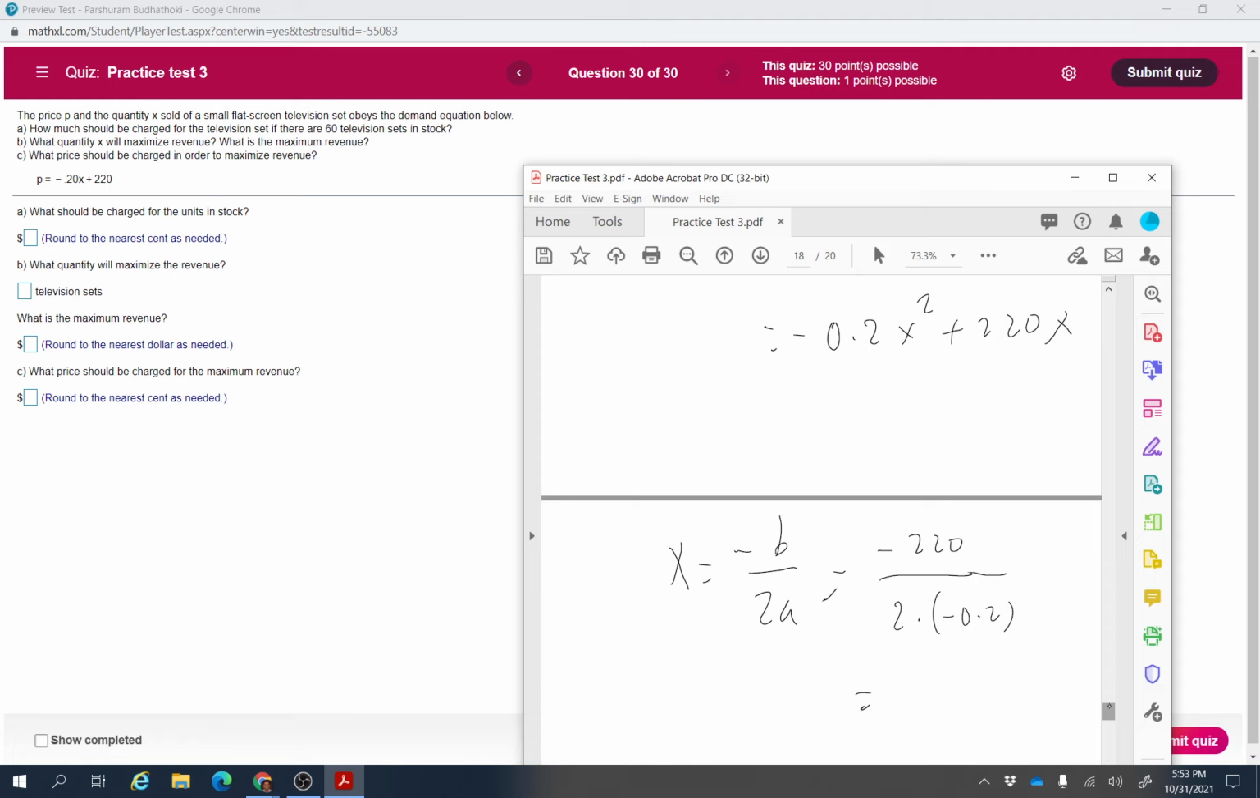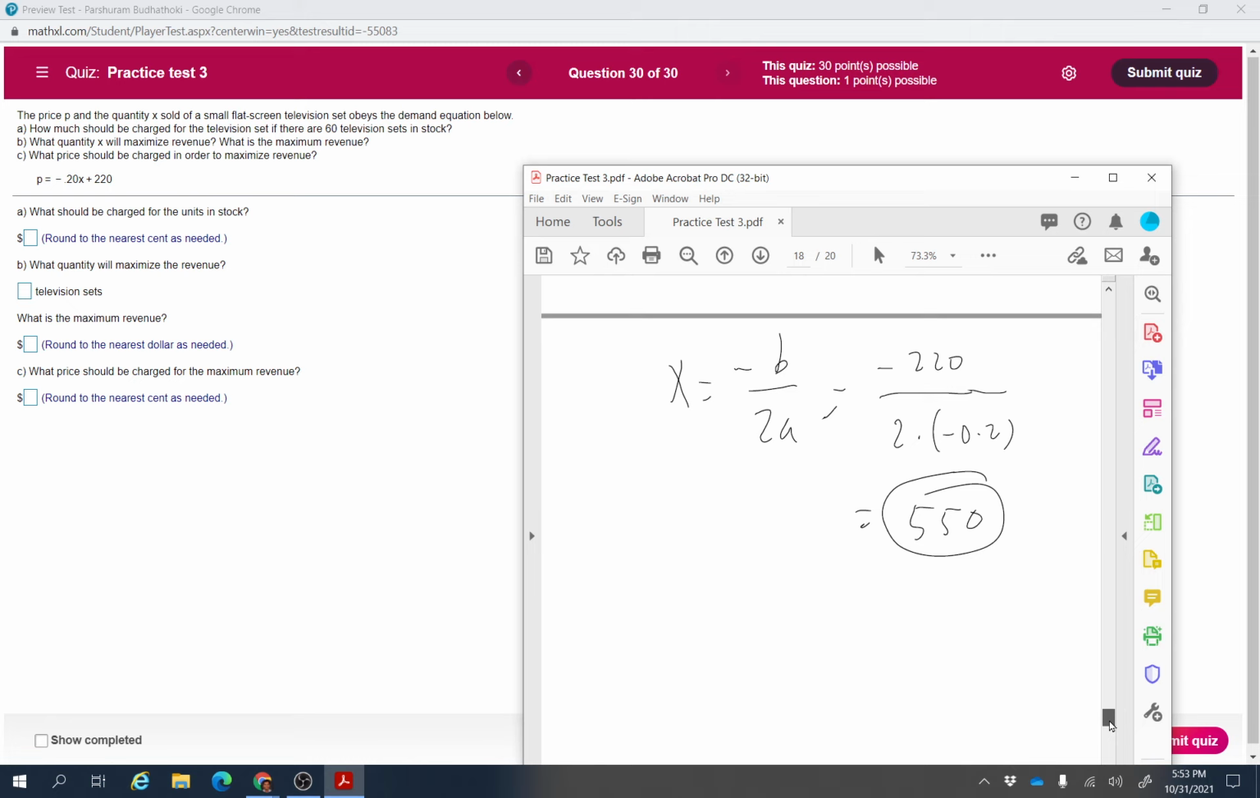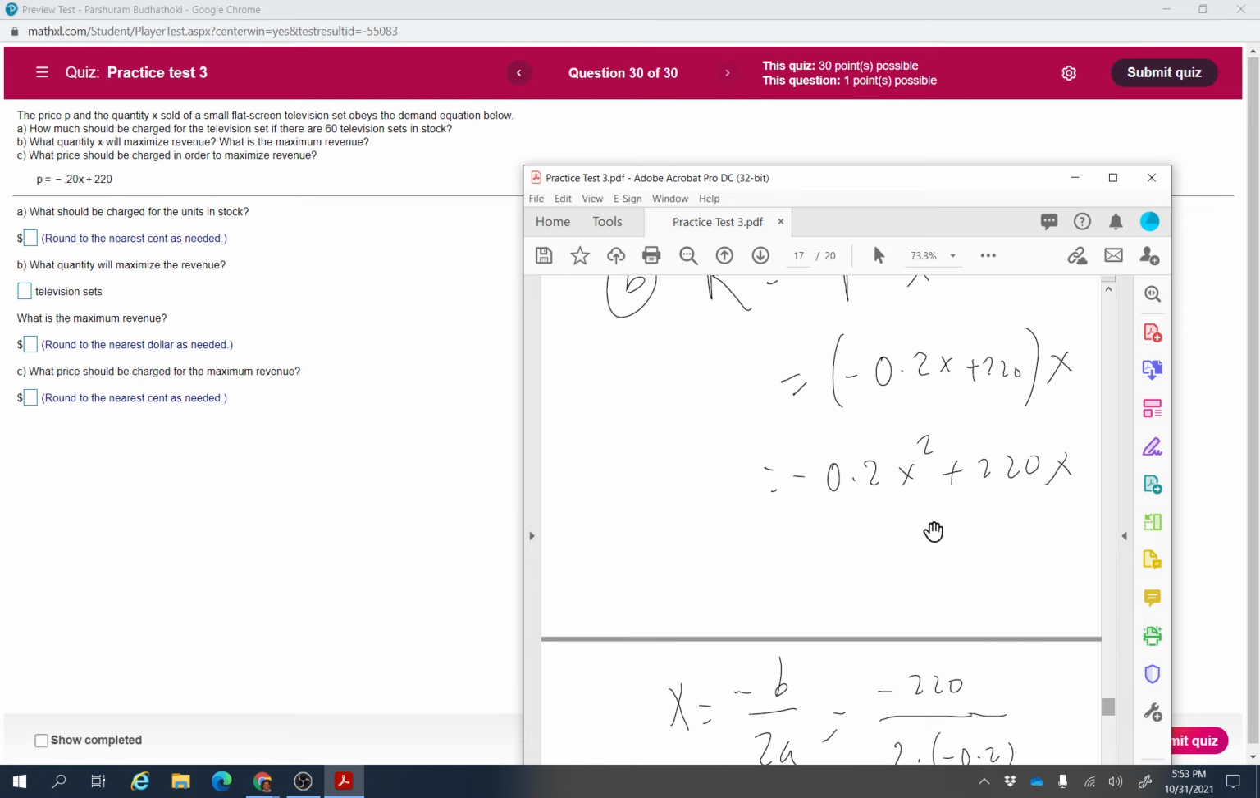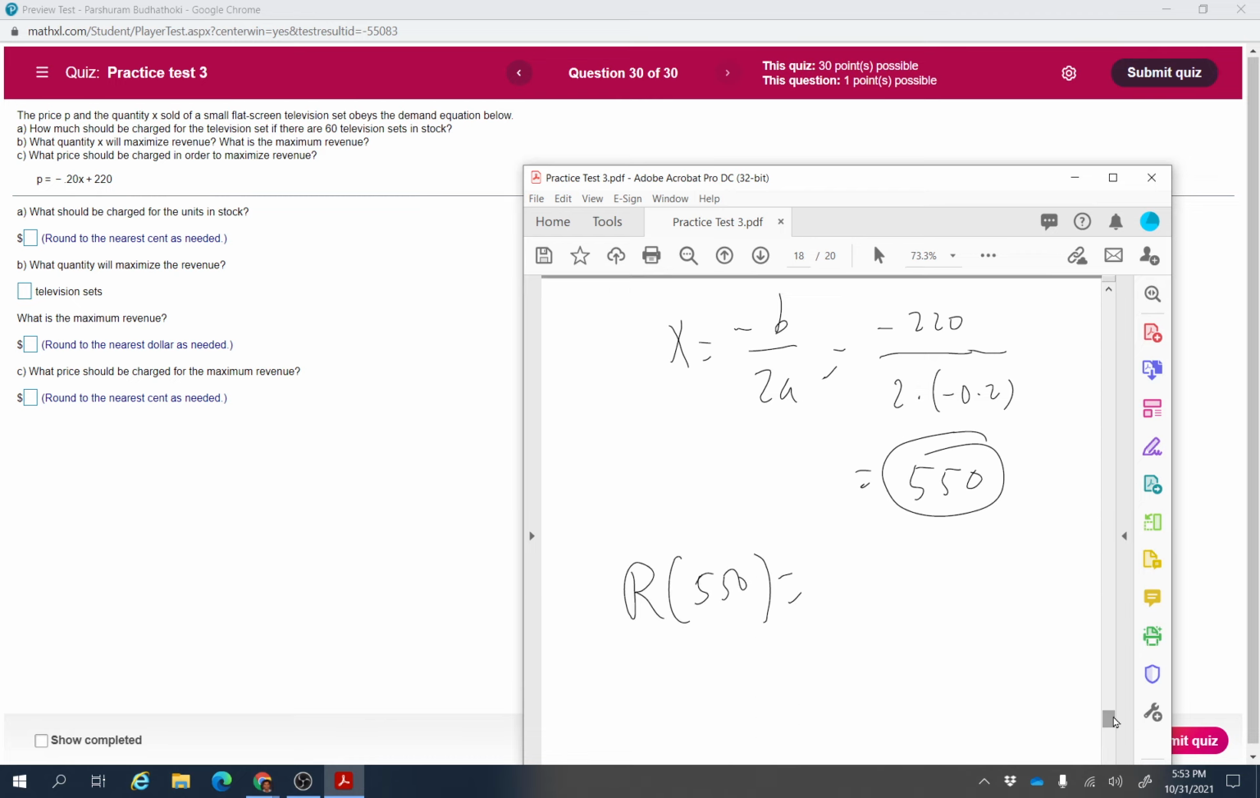If I divide 220 by 0.4, it's 550. So you are going to get the maximum revenue if we sell 550 items. And what is the maximum revenue? That's the value of the revenue when x is 550. So we put x equal to 550 here: negative 0.2 times 550 squared plus 220 times 550.